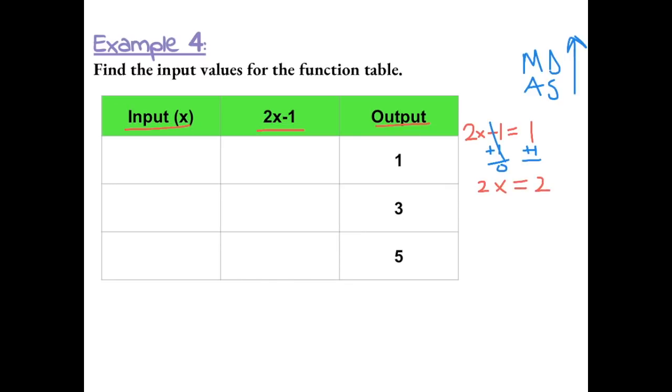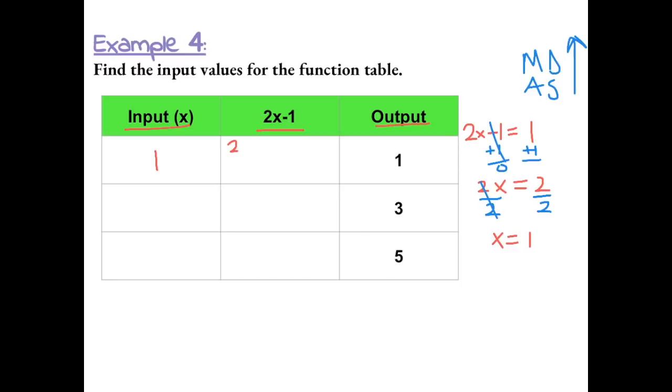Now we have a one-step equation. X is being multiplied by 2, so we're going to do the inverse, divide both sides by 2, and we're left with x equals 1. So for the first input, we get 1. Let's plug it into our function rule and check.